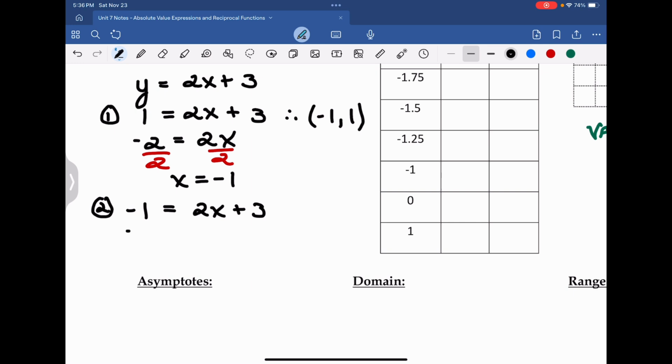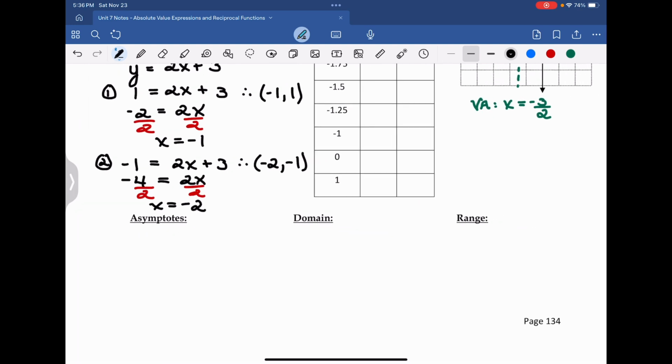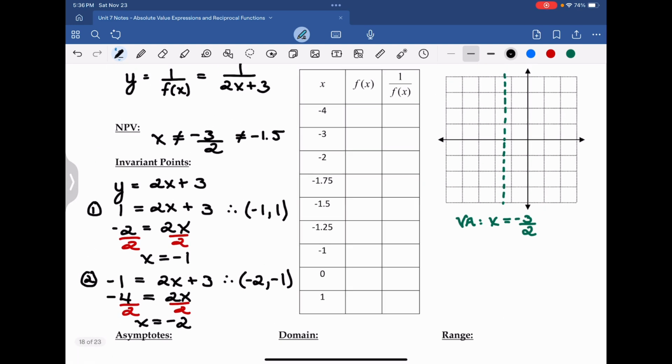And then we're going to subtract 3 from both sides, which makes this negative 4 is equal to 2x. We divide both sides by 2. And when we divide both sides by 2, we end up getting that our x value is equal to negative 2, which therefore our second invariant point is negative 2 and negative 1. Excellent. Okay, so now we have these points that don't change. We can actually plot these out right away.